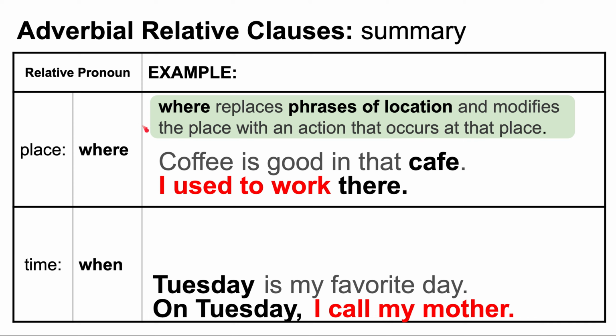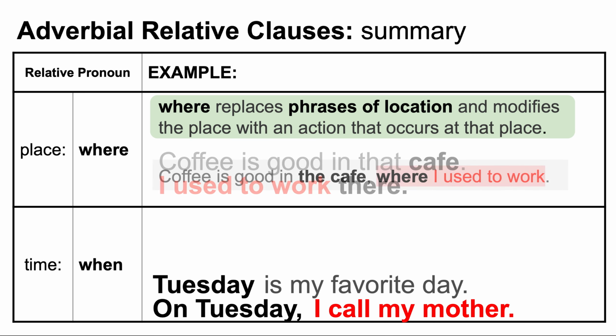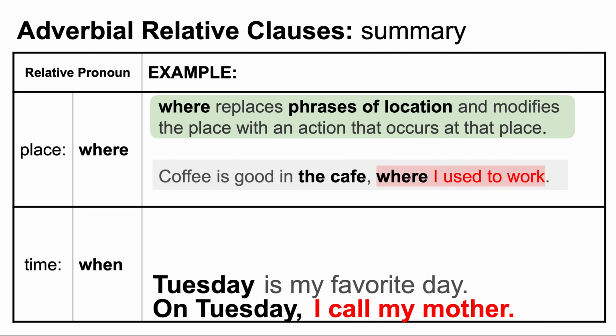For example, coffee is good in that cafe. I used to work there. Both of these sentences can be combined using the relative pronoun where, such as, coffee is good in the cafe where I used to work.